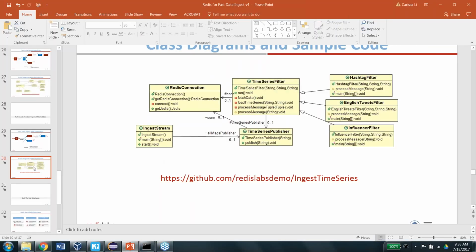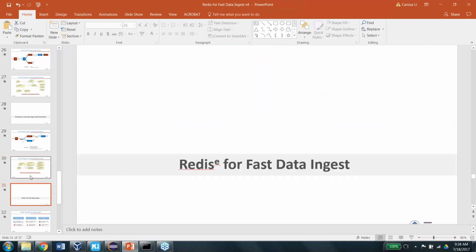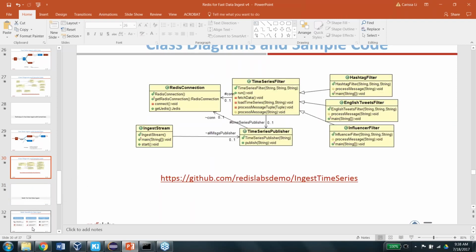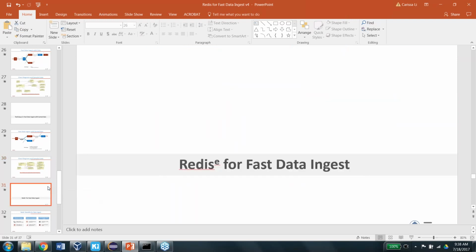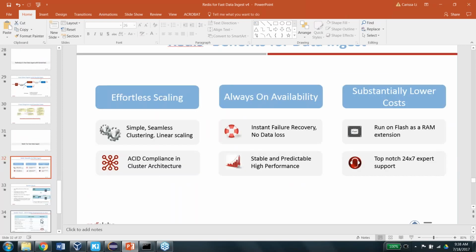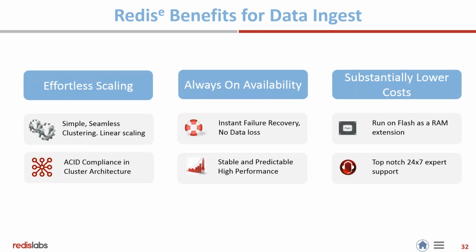So that is the third solution, and you can go to Redis Labs demo, and you can find ingest. I changed the name to ingest sorted set, so you can go and get ingest sorted set from Redis Labs demo.